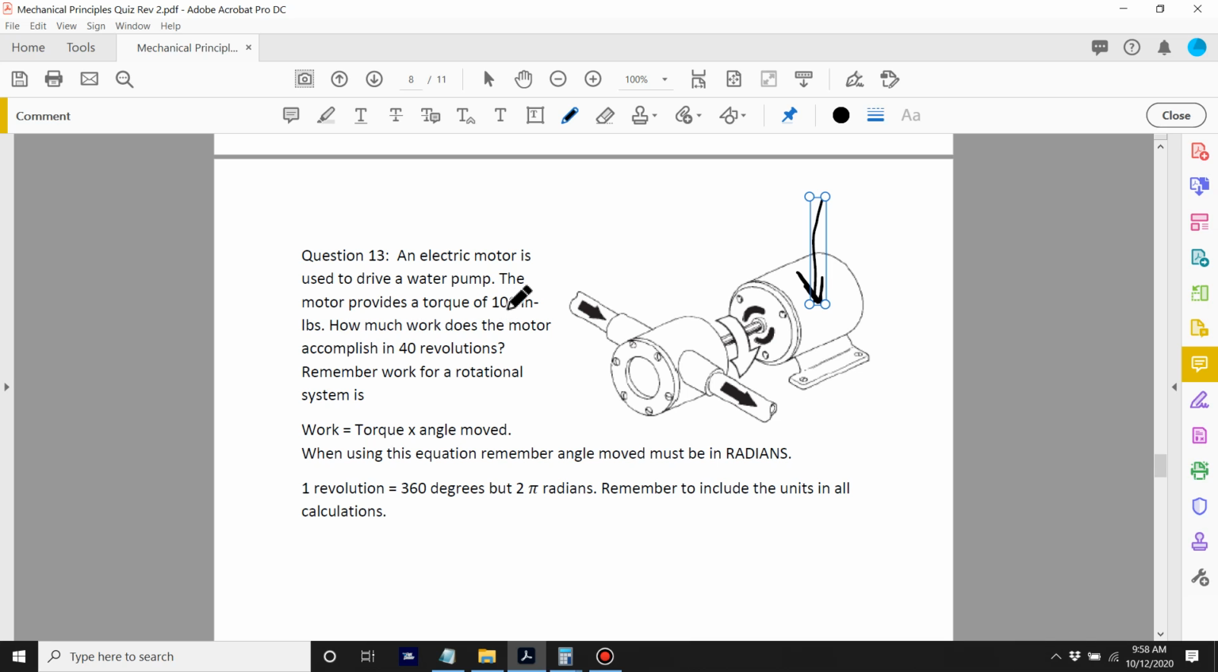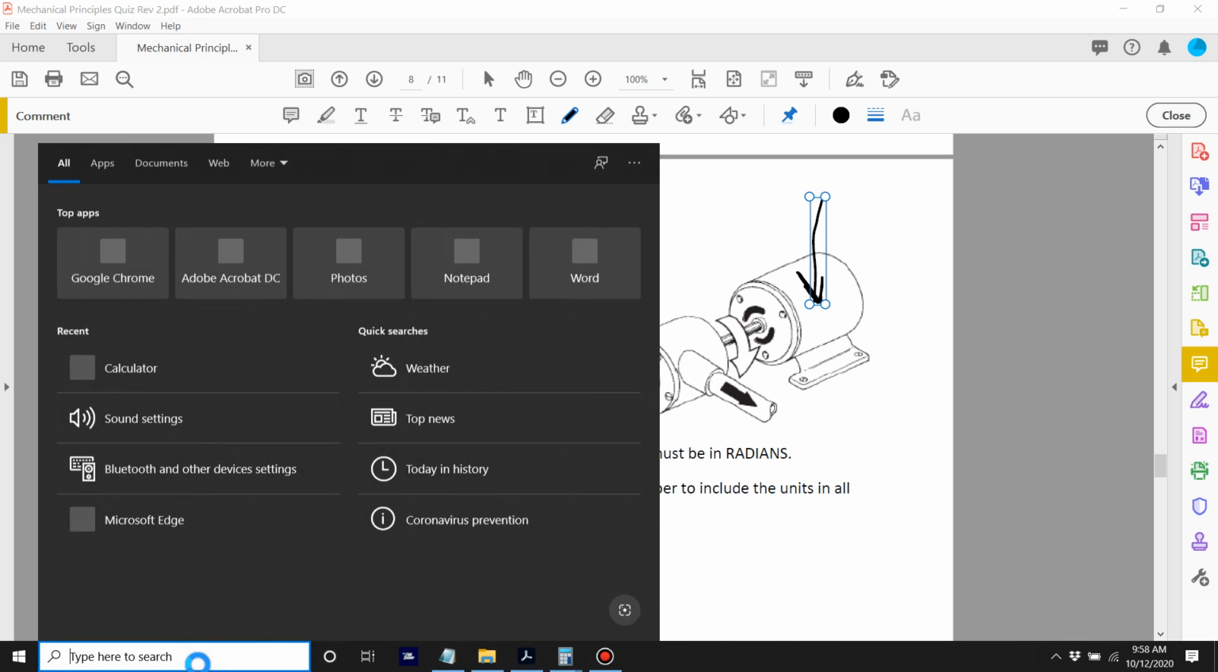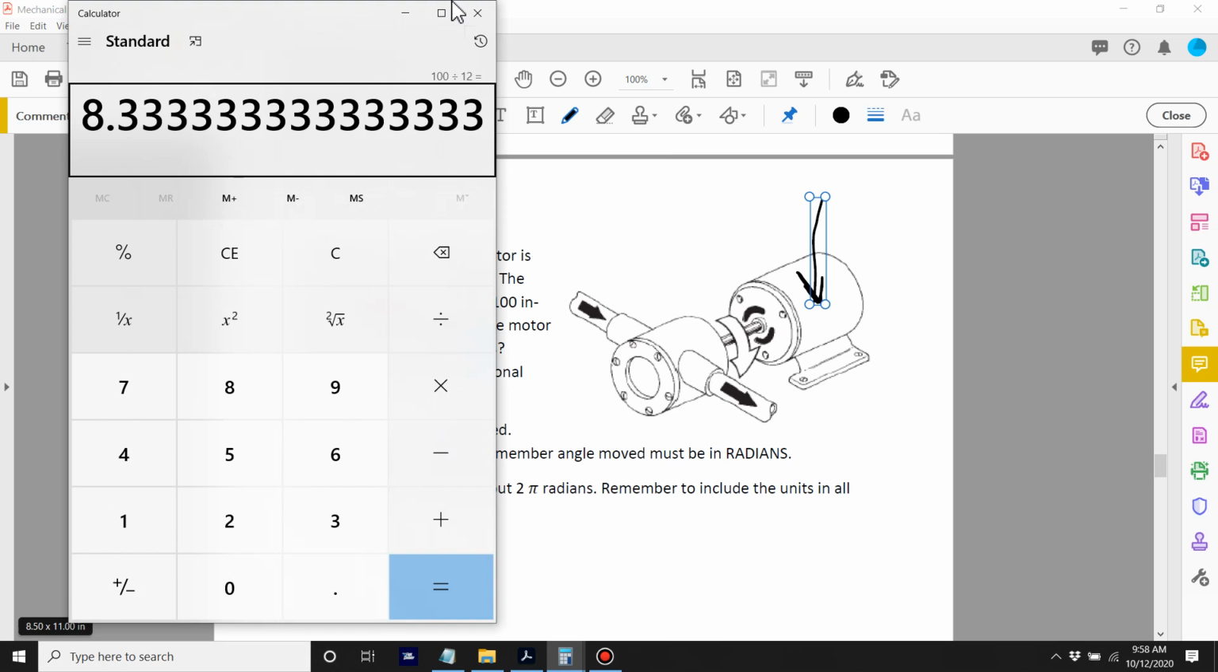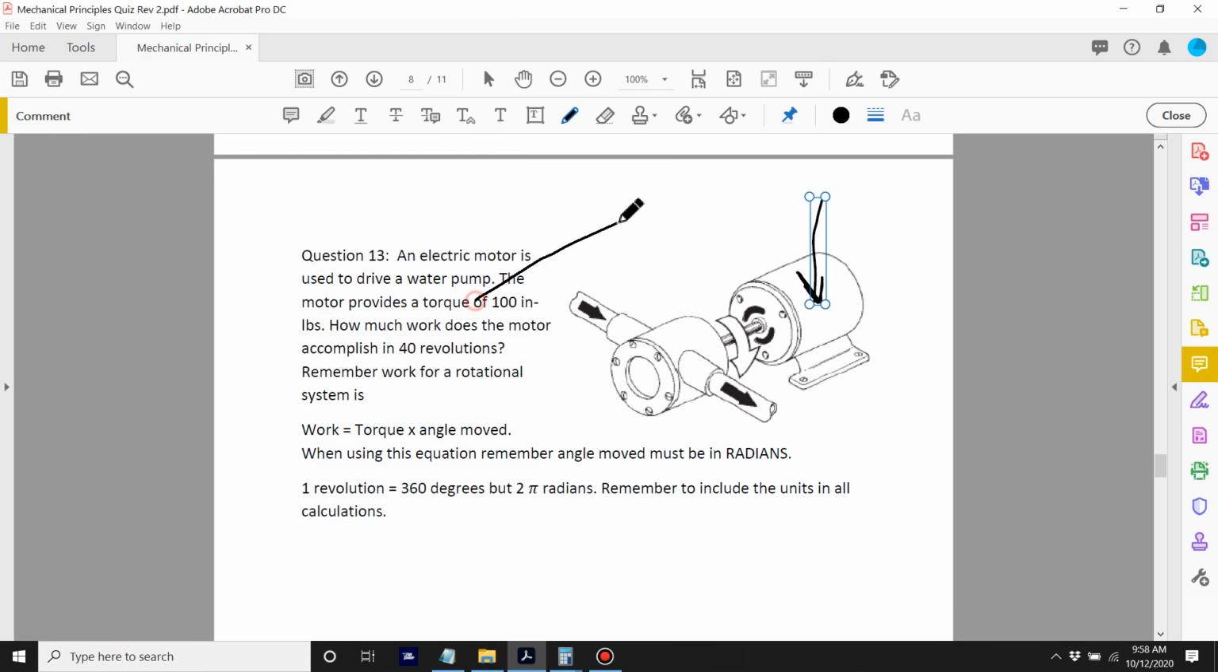Now right away, let's get rid of that inch-pounds and let's convert it into foot-pounds. So we'll go 100 divided by 12 is 8.33. So the torque is 8.33 foot-pounds.